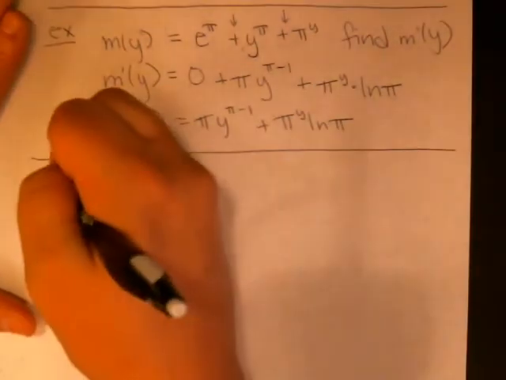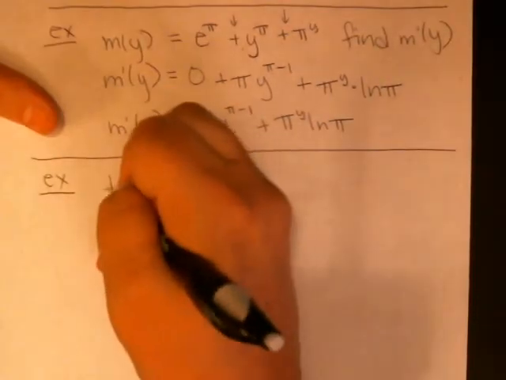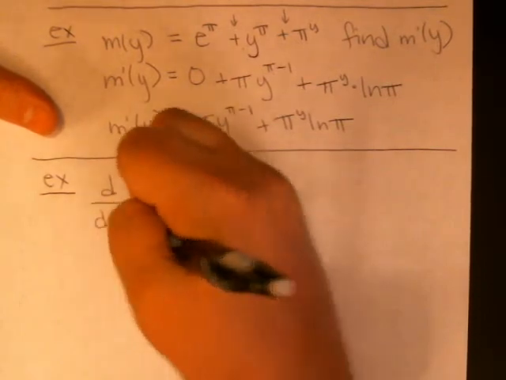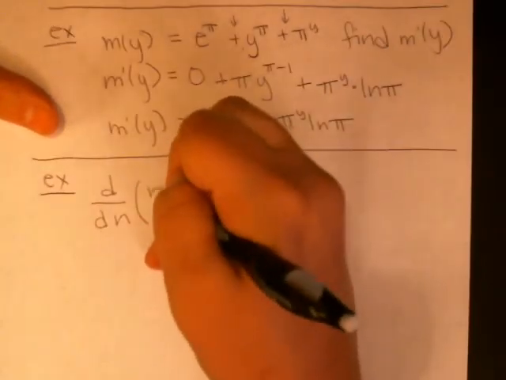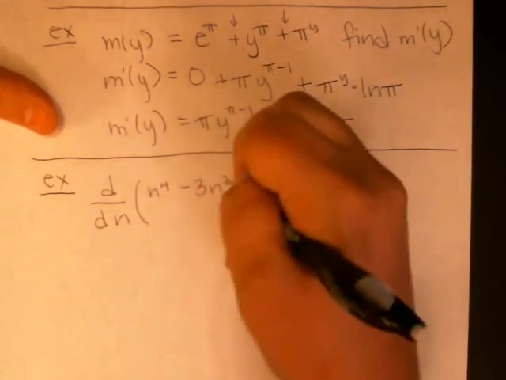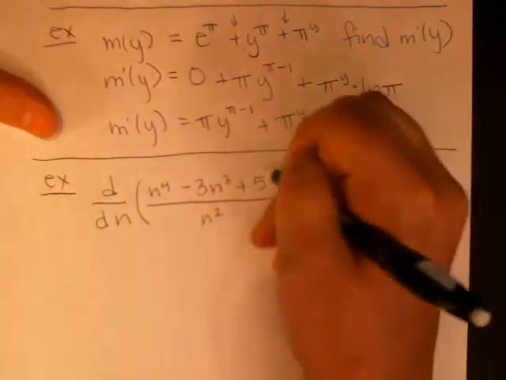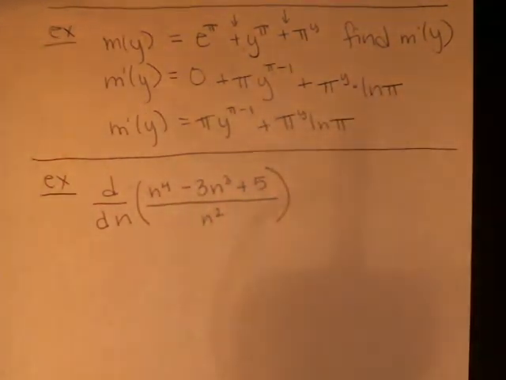Okay, last one. The last one is find the derivative with respect to n of n to the 4th minus 3n cubed plus 5 over n squared. Oh, I lied. I have one more after this.